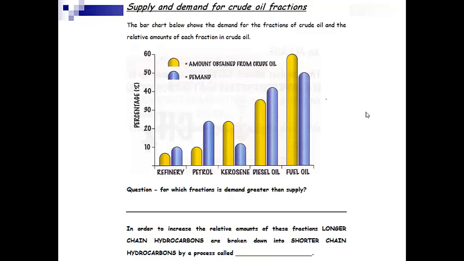Second question, in order to increase the relative amounts of these fractions, longer chain hydrocarbons are broken down into shorter chain hydrocarbons by a process called cracking. Okay, so cracking is when you break down a long chain hydrocarbon into an alkane and an alkene. So it's possible for you to break down long chain hydrocarbons into petrol, and as you can see from the graph, there's a big demand for petrol. So cracking helps us meet the demand of the consumers.